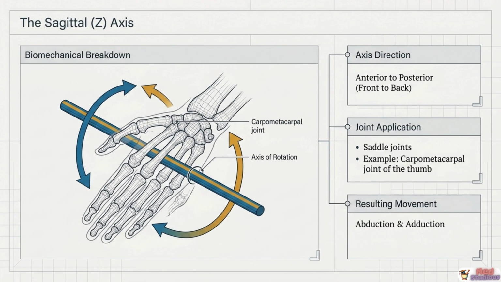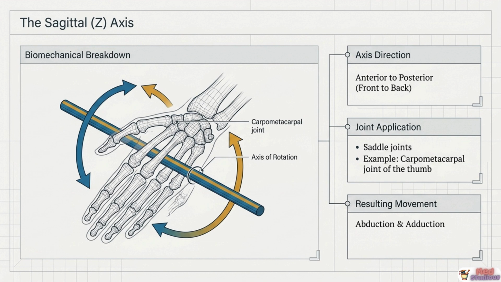The third axis is the sagittal axis, also called the z-axis, and it runs from the front of the body to the back, in the anterior to posterior direction. It is formed at the intersection of the sagittal plane and the transverse plane. To visualize it, imagine a horizontal rod running front to back through a joint, like a skewer going from your belly button to your spine.